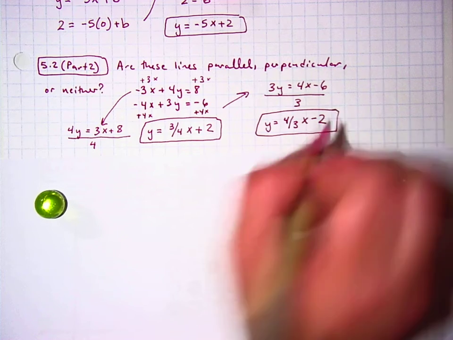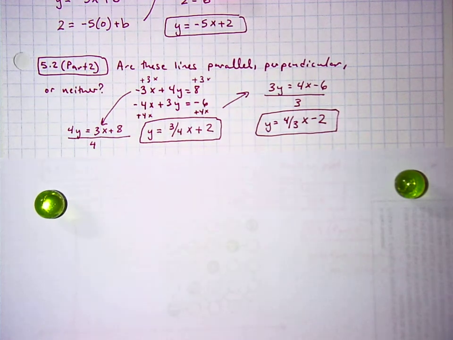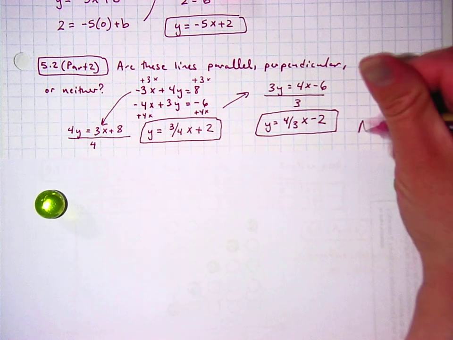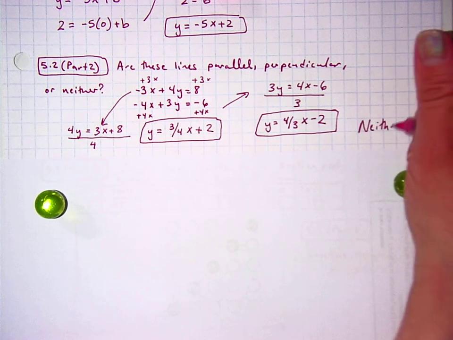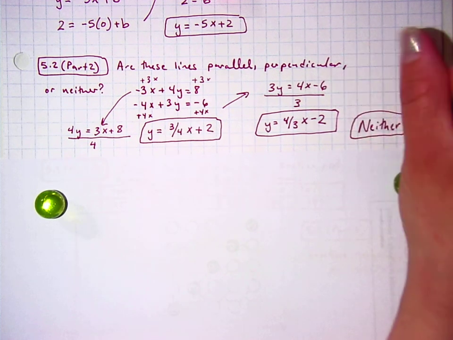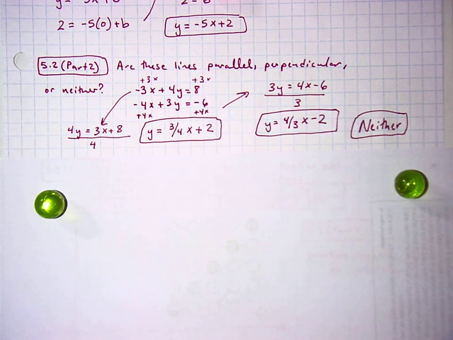All right, so parallel, perpendicular, or neither? Well, they're definitely not parallel, because parallel lines would have the same slopes, and these slopes are 3/4 and 4/3. You might be tempted to say they're perpendicular as well, because they're reciprocals, right? One is flipped from the other one, but they're not opposite reciprocals. If they were opposite reciprocals, one of them would be positive and one of them would be negative. So the answer to this question is actually neither. It's not parallel or perpendicular. Pretty close, though.